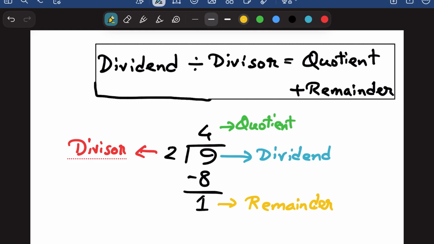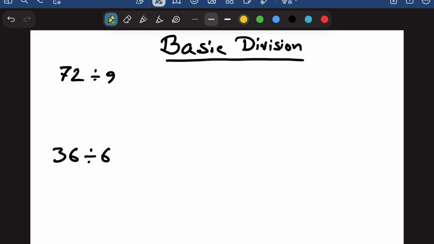Let's learn about division. Here, the example shows we're dividing the number 9 by the number 2. The number 9 here is the dividend. 2 is the divisor. The result, 4, is called the quotient, and then 1 is the remainder. The formula is dividend divided by divisor equals quotient, and when it's not a perfect division, then we have a remainder. Okay, so let's solve a few problems.